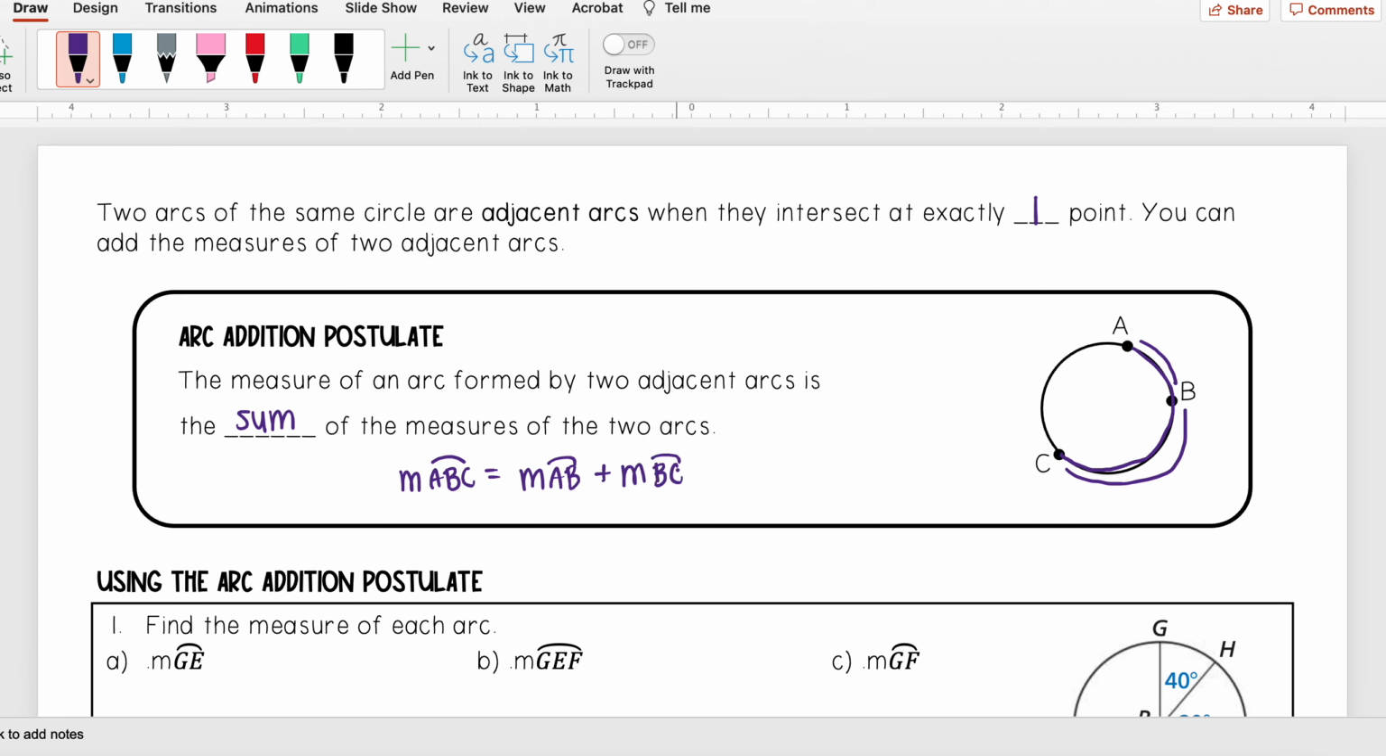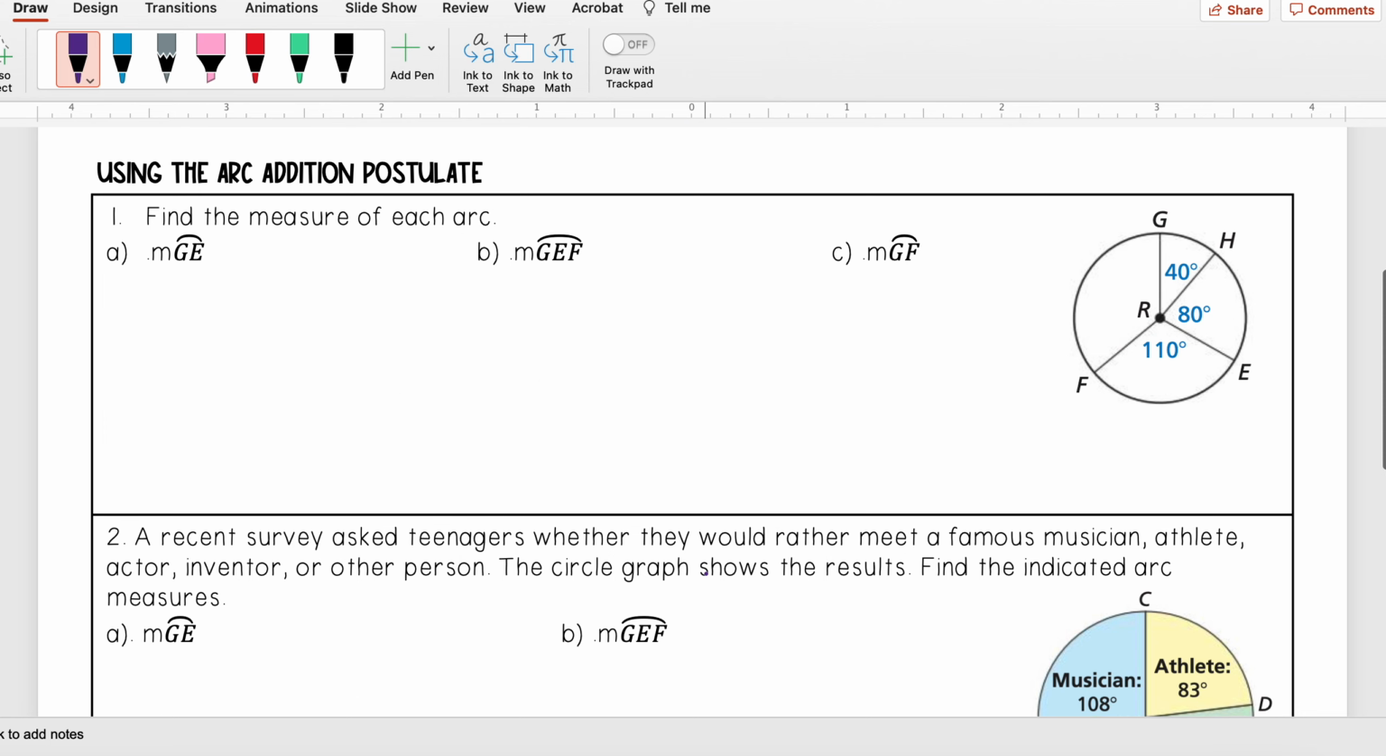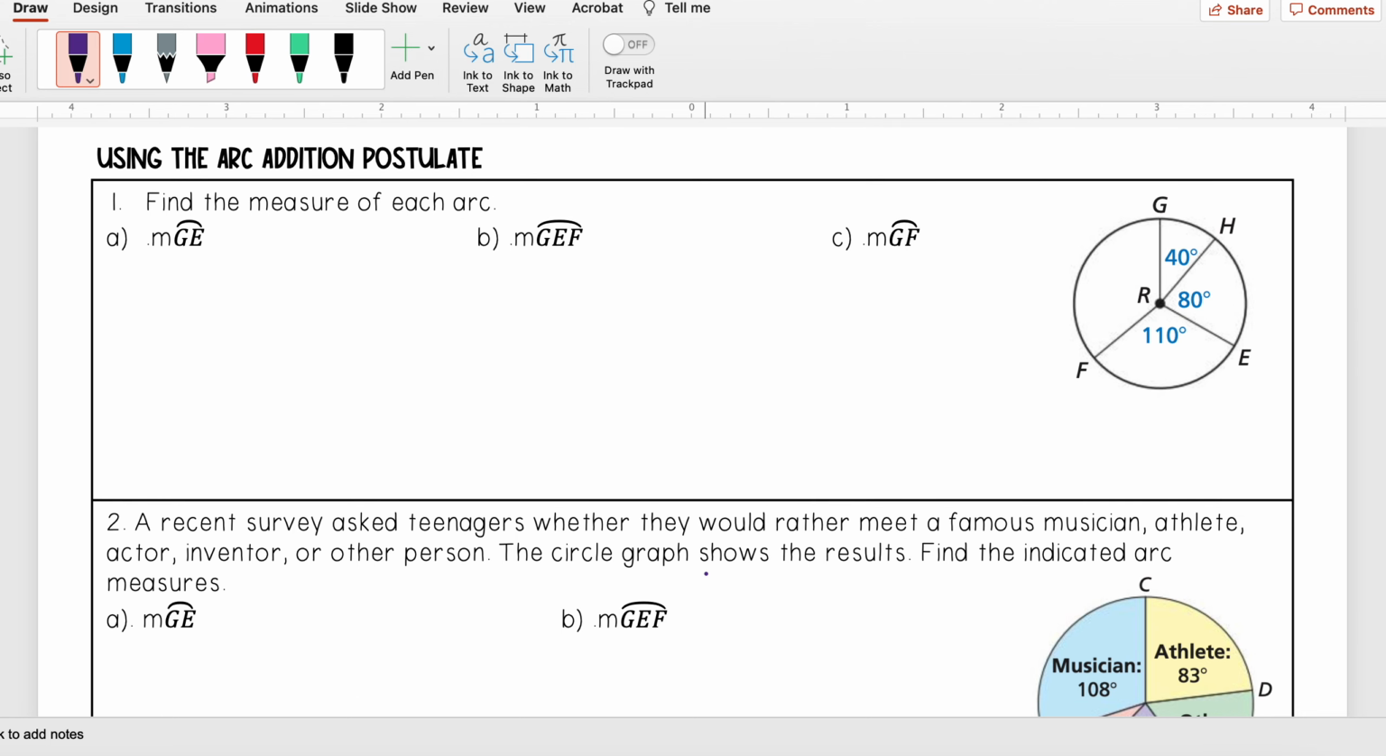It's really similar to what we've done in the past and previous units, like the segment addition postulate and the angle addition postulate. Basically, parts of something are going to make the whole, so parts of an arc added together are going to make the full arc. So let's practice actually using this concept. So for each of these, I want to find the measure of each arc.